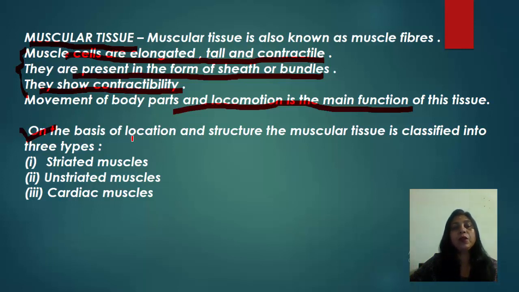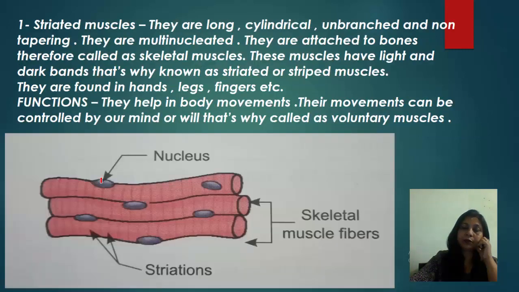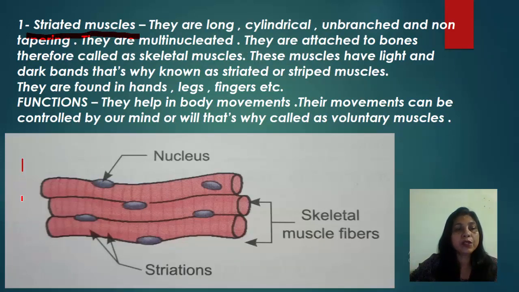Now, on the basis of the location and structure, muscular tissue is classified into striated muscles, unstriated muscles, and cardiac muscles. Now, coming to the striated muscles. They are long and cylindrical. They are unbranched and non-tapering. They are multinucleated, as you can see. Many nuclei are present.